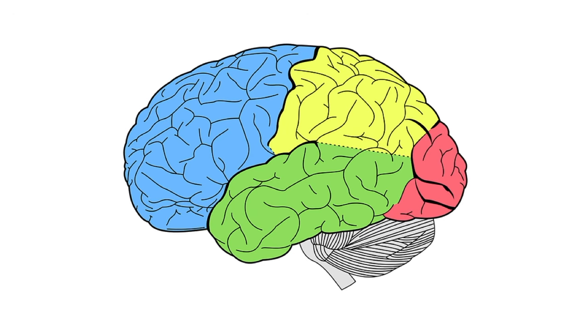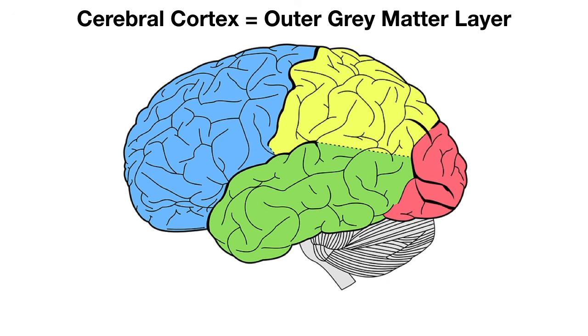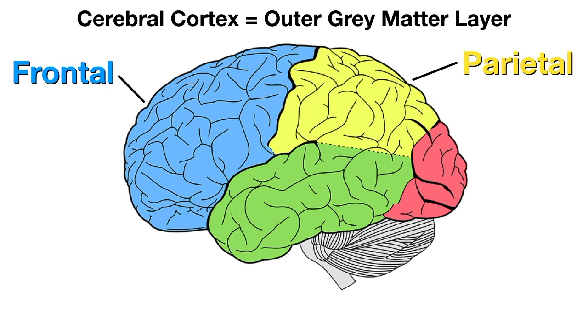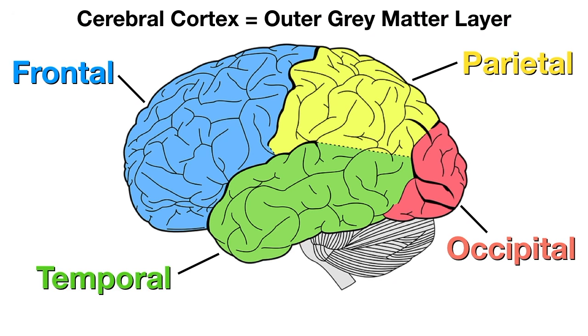So what are the different lobes of the cerebrum, and what exactly is the cerebral cortex? The cerebrum is made up of an outer layer of gray matter known as the cerebral cortex, and this surrounds the inner layer of white matter. The cerebral cortex can be divided into four main lobes. The lobe in the front of the brain that you can see in blue is called the frontal lobe. The lobe in yellow, which is posterior to the frontal lobe, is the parietal lobe. The lobe in the back of the brain is known as the occipital lobe, and the one in green is known as the temporal lobe.